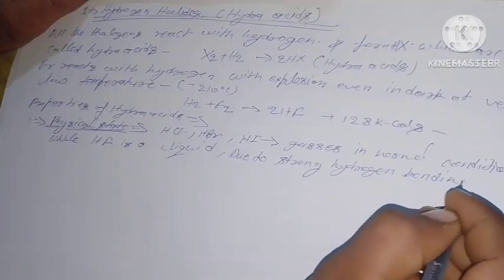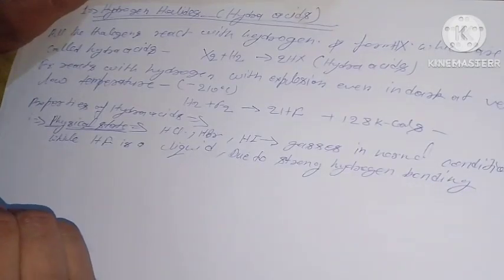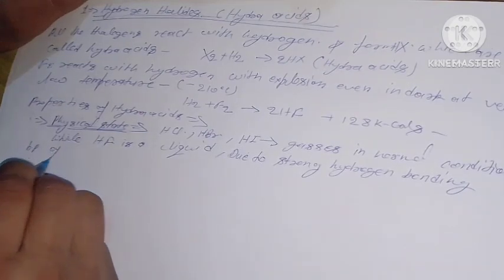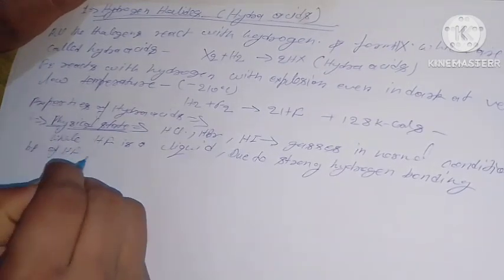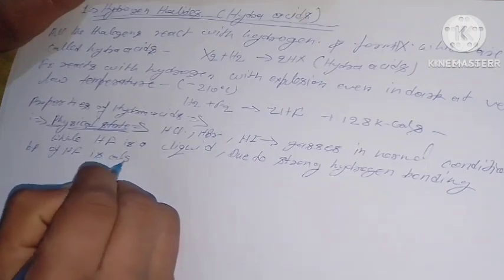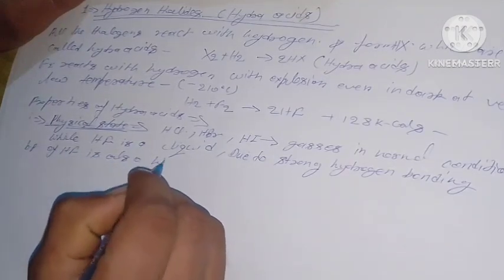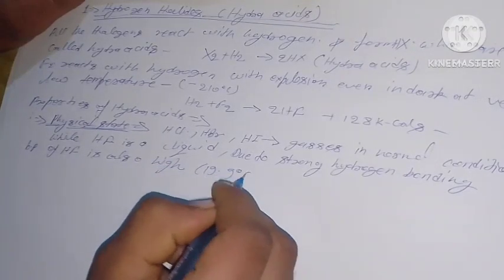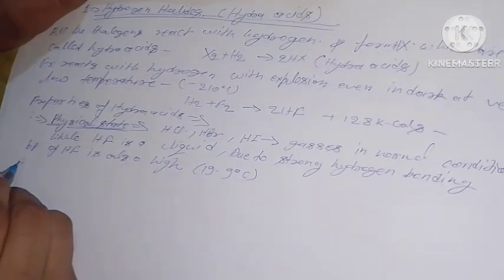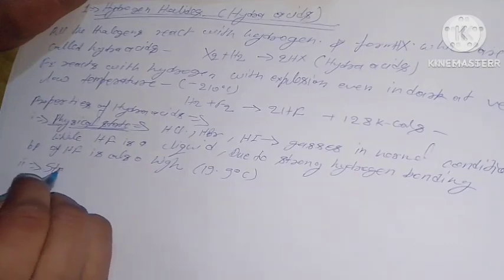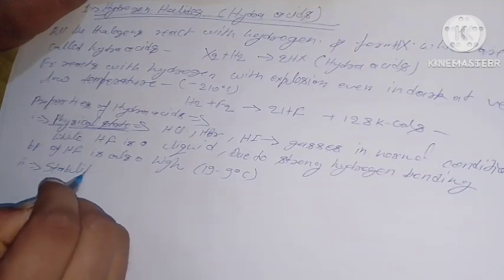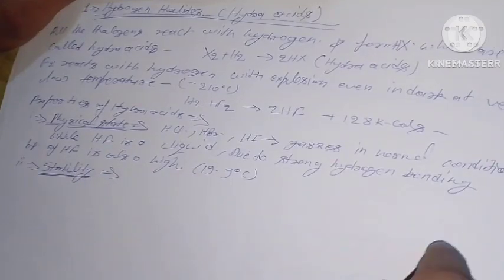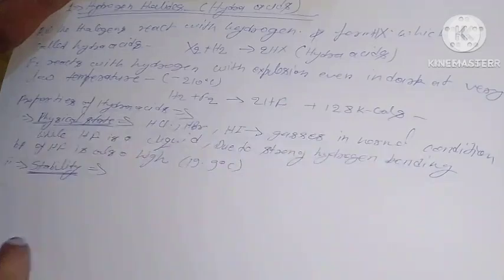Due to strong hydrogen bonding, the boiling point of hydrogen fluoride is also high, approximately 19.9 degrees Celsius. Second point, stability.